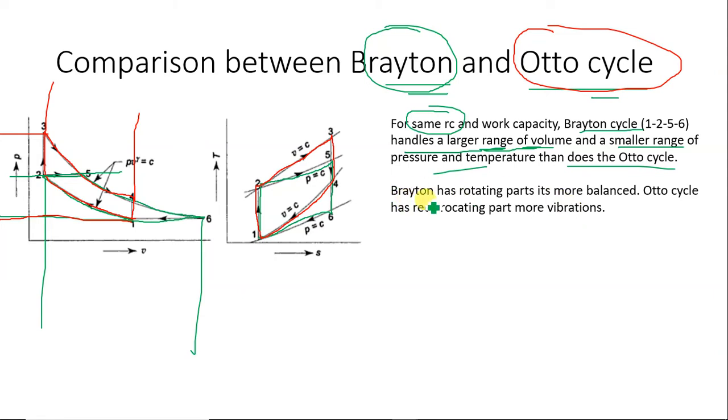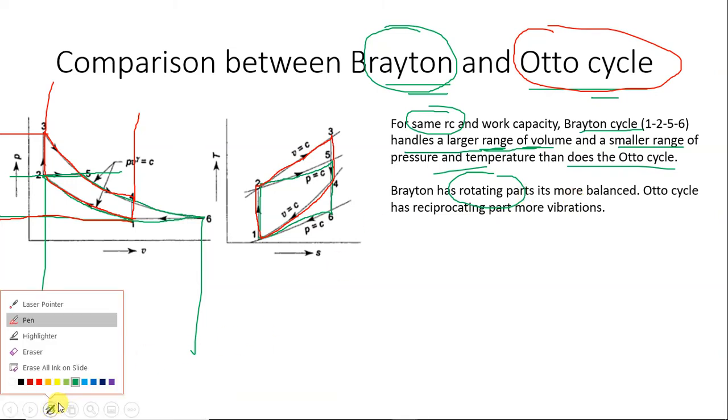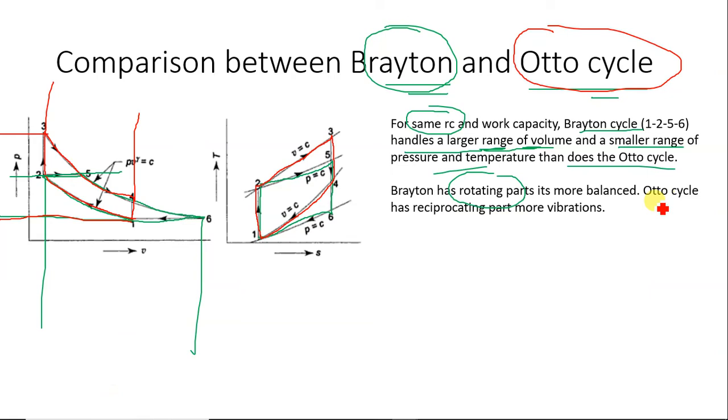The Brayton cycle has more rotating parts, so it is more balanced, whereas the Otto cycle is a reciprocating engine, so it has more vibrations. We have reciprocating motion, so the balancing becomes difficult and there will be vibration in the structure below. There are ways to isolate that vibration, which maybe you will study in higher semester subjects.